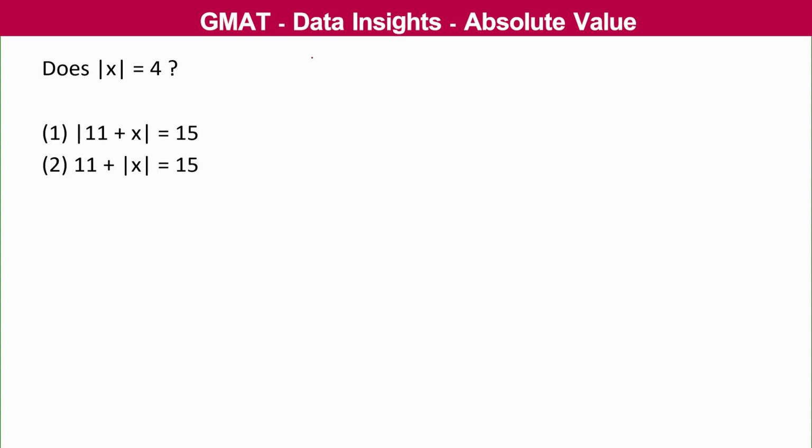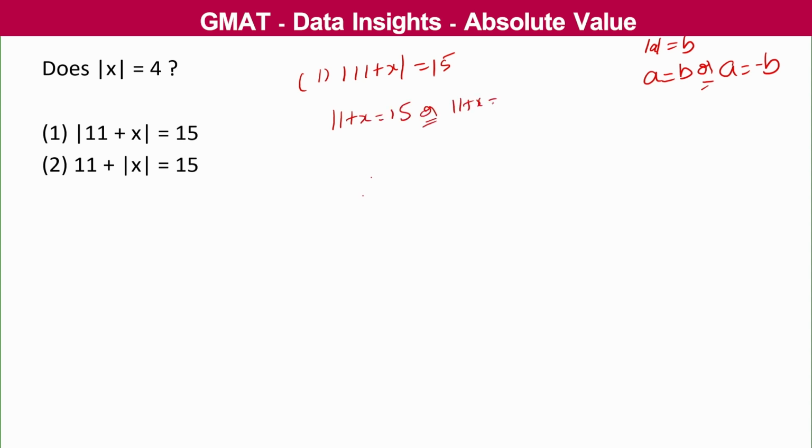The first question here is asking, does mod x equal 4? The first statement says mod of 11 plus x is equal to 15. When mod of A is equal to B, then either A is equal to B or A is equal to minus B. So 11 plus x is equal to 15 or 11 plus x is equal to minus 15. If 11 plus x is equal to 15, x will be equal to 4, or when 11 plus x is minus 15, you take 11 to the other side, and you will have x equal to minus 26.